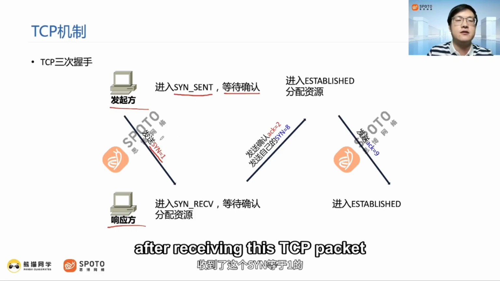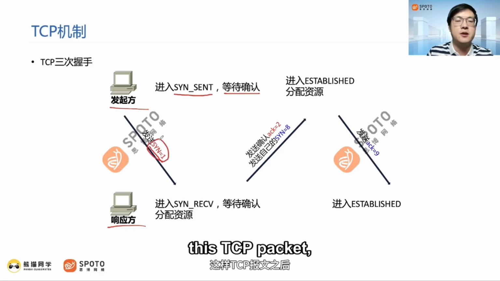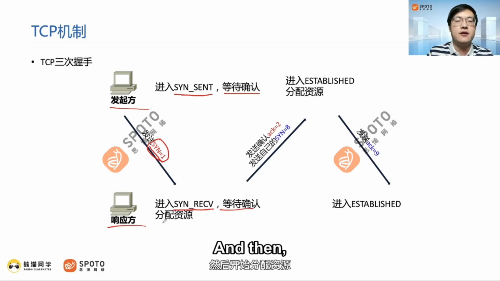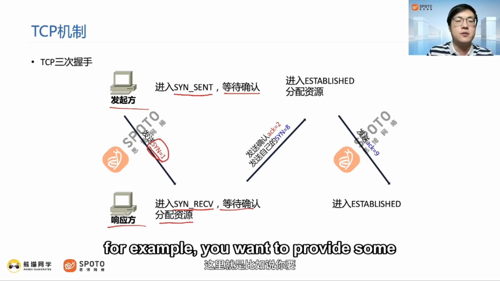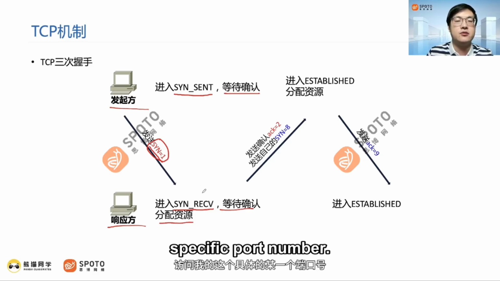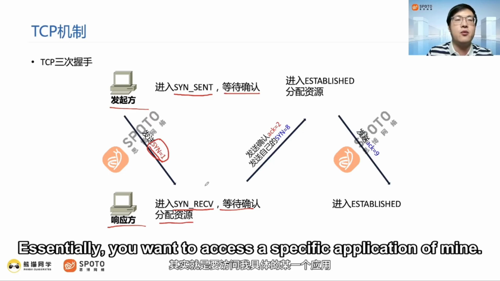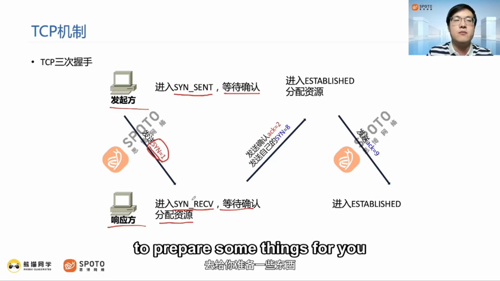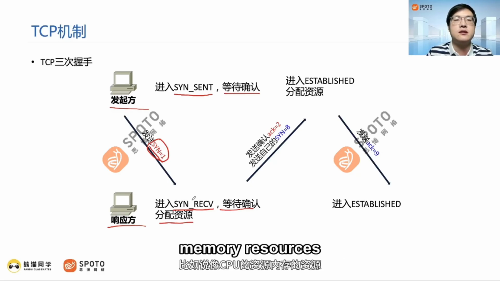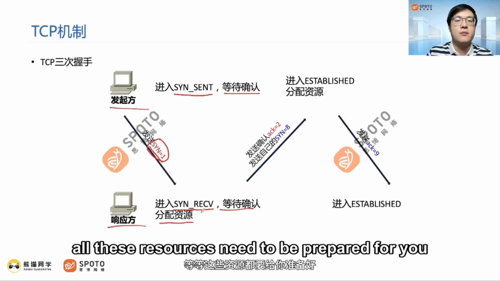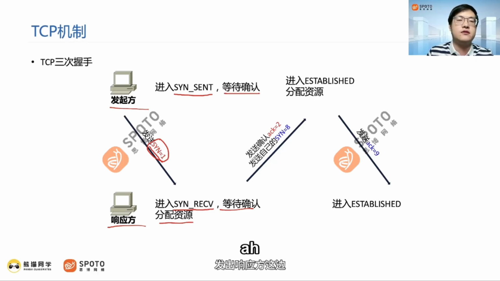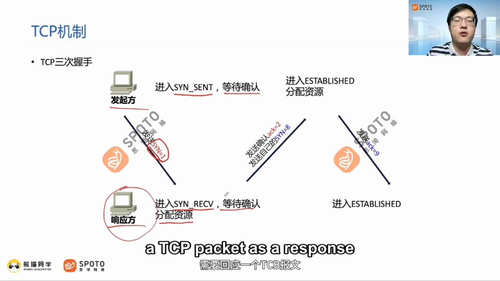Then the responder, after receiving this TCP packet with SYN, enters SYN received. The SYN packet has been received, and then it starts allocating resources. For example, you want to access a specific port number of mine, essentially a specific application of mine. So the corresponding application prepares some things for you, like CPU resources, memory resources, and so on. After the preparation is done, the responder side sends out a TCP packet as a response.